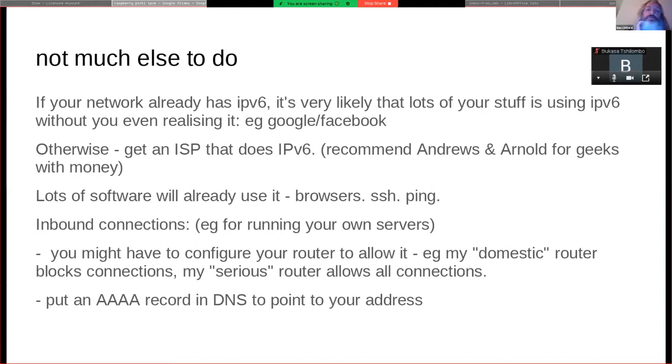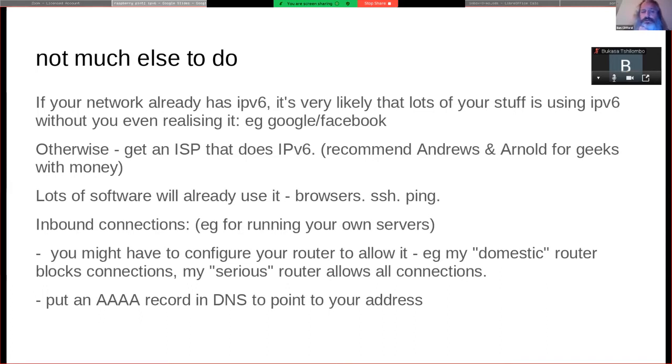If your home network already has IPv6, it's very likely that with Google or Facebook, you'll be using that without even knowing particularly that you are. If you want to get an ISP that does have IPv6 in the UK, I can recommend Andrews and Arnold. They're very geeky. They're a bit more pricey, but they have very good IPv6.